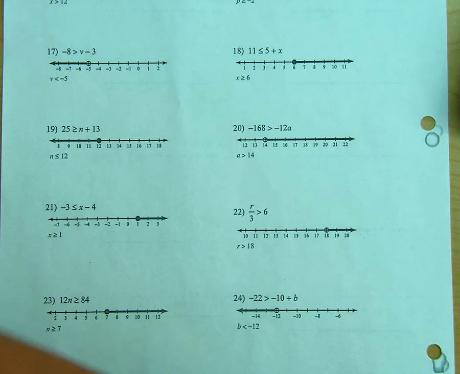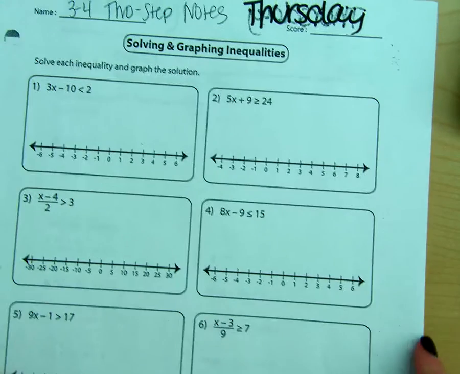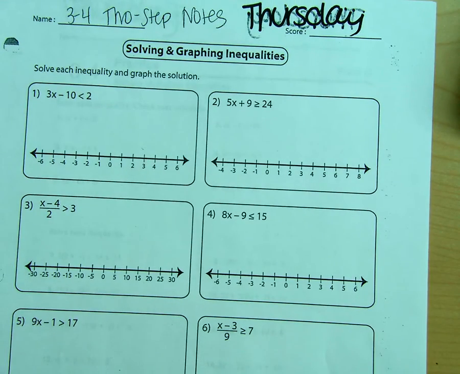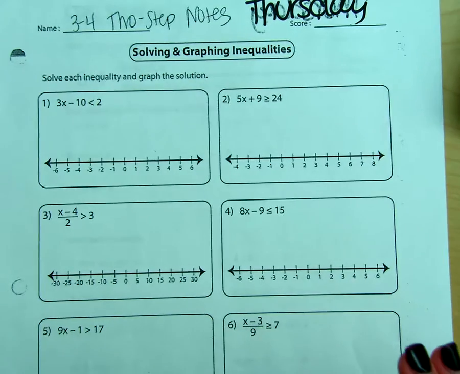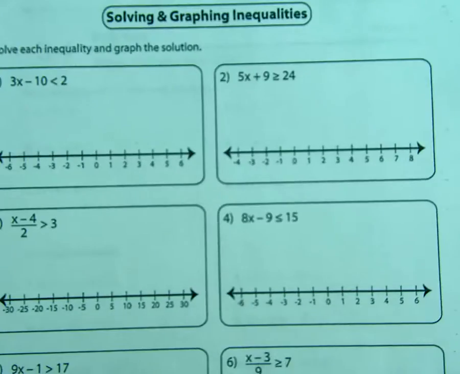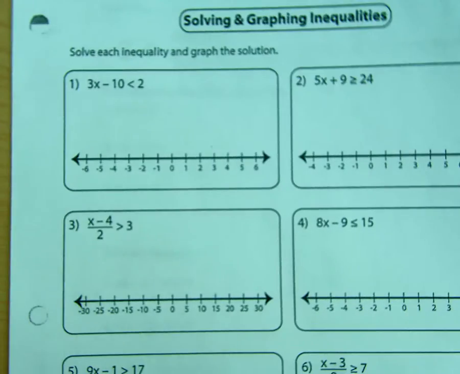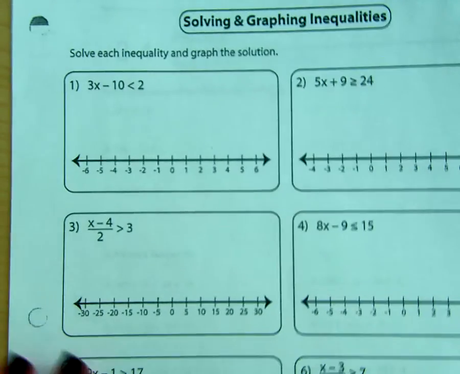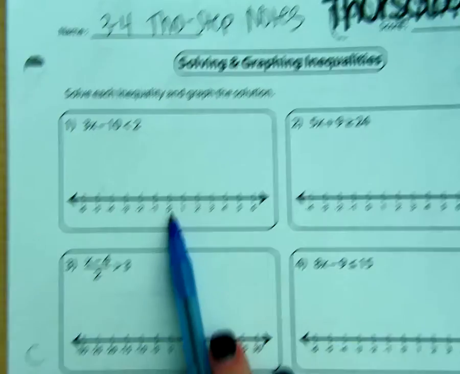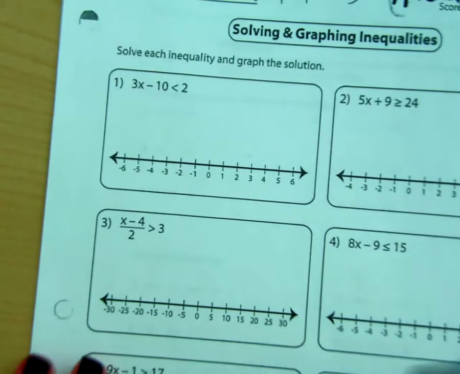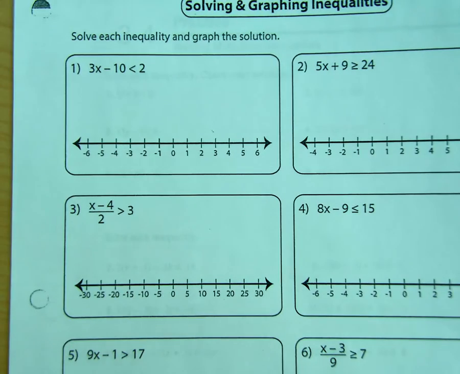All right, now today we are going to start solving inequalities that have two steps. We've only been doing one step, now we're doing two steps. They're exactly the same as we used to do when we were balancing equations with an equal sign. Now we just have an inequality. So please turn to Thursday's page in your packet. These are going to be your notes for this section.